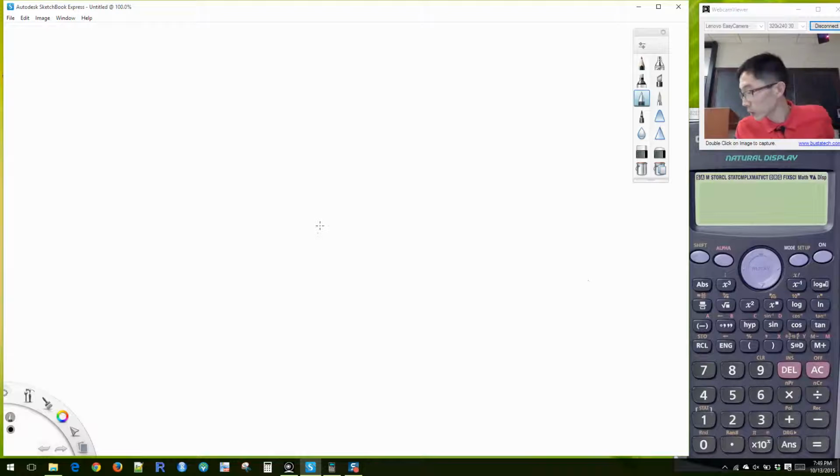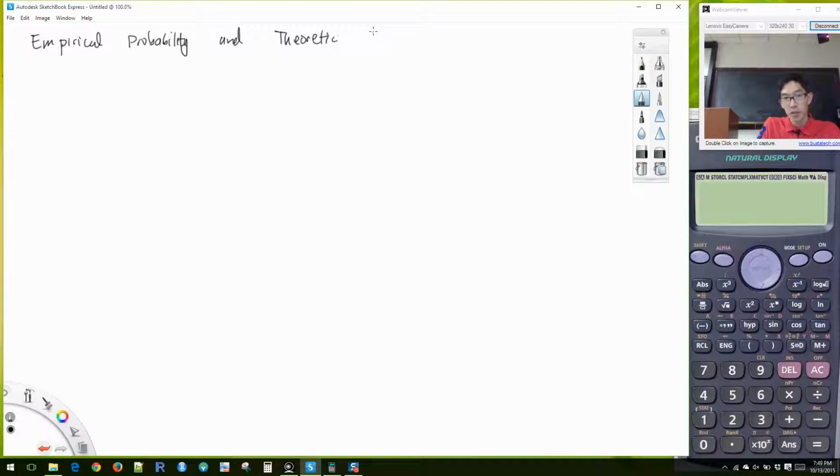Now, we have to make a distinction here. We've got something called empirical probability and theoretical probability. Okay, so what does the word empirical mean? This is your SAT vocabulary word.